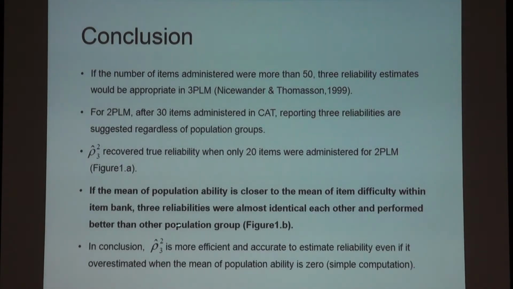Finally, in conclusion, the reliability estimate using Jensen's inequality is more efficient and accurate. It even overestimates a little bit when the mean of the population ability is 0, but it is very efficient because it is a single value. You can compute this value very simply, so it is easy to compute. It also recovers the true reliability very well using this method. So that's my finding in my study.